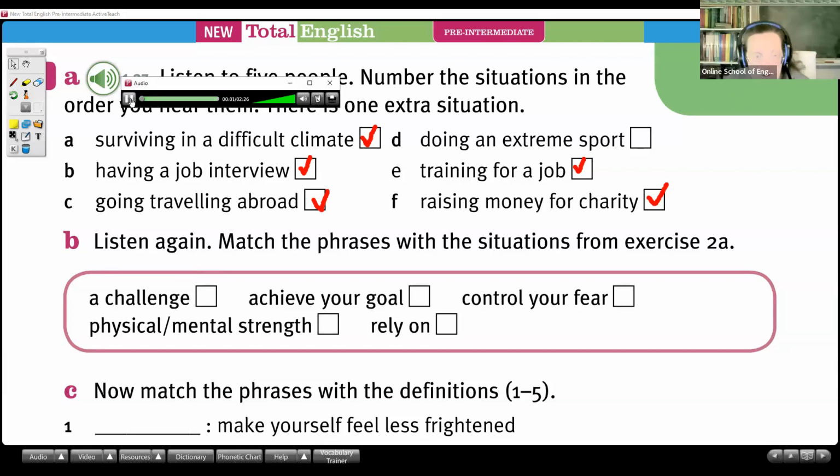CD1, track 27. 1. It was a few months ago. I was really nervous, really scared. It was for a good promotion and I wanted it so much. I decided to use a kind of meditation and I repeated positive things to myself to try and stay focused and to control my fear. I think it worked because the interview went well and I got the job.